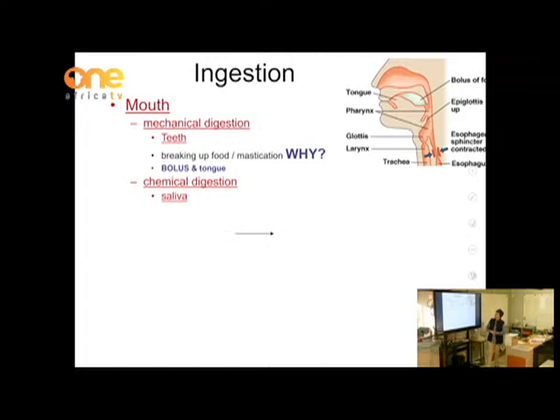Then the chemical digestion happens through the saliva, salivary amylase, and it starts to digest the starch. Starch will be digested into maltose.